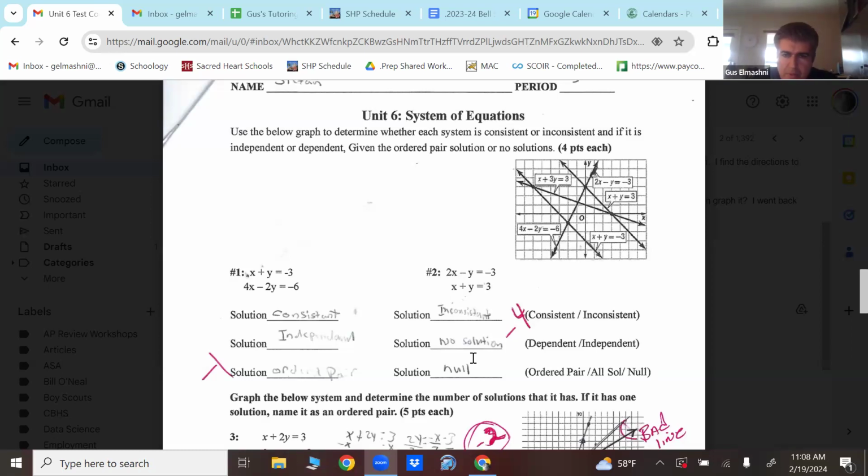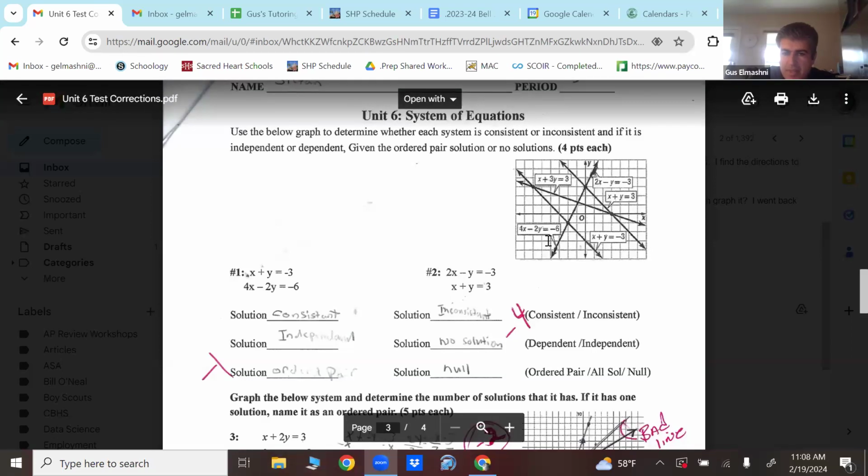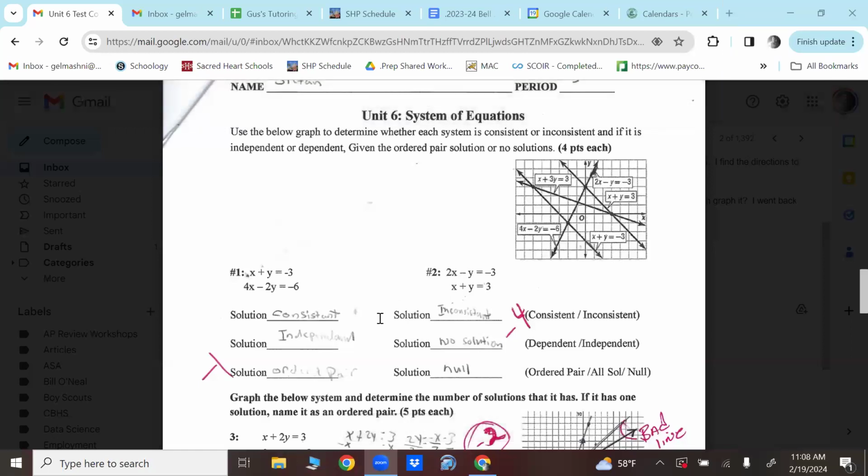x plus y equals -3, which I do see there. And then 4x minus 2y. Okay, so definitely they're consistent because they touch. And they're independent. So you got that right. So that's good.